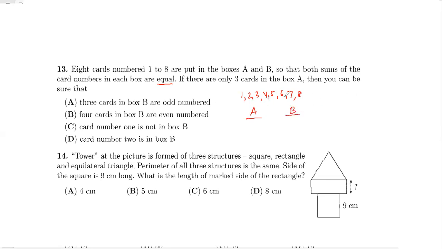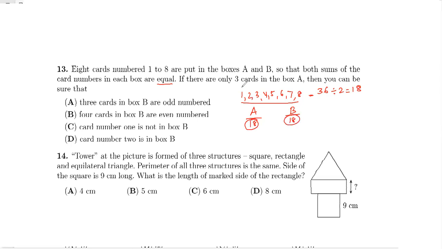So first we need to find out how many cards there are in A and how many in B. Whenever you have such kind of questions, add the total. Add all the numbers, 1 plus 2, so you do 3 plus 3, 6, 10, 15, 21, 28, so you get 36. Now they're saying that for both the boxes the sum is equal. So you divide it by 2. So that is 18. That means the sum of the numbers here is 18 and the sum of the numbers here is 18, right?